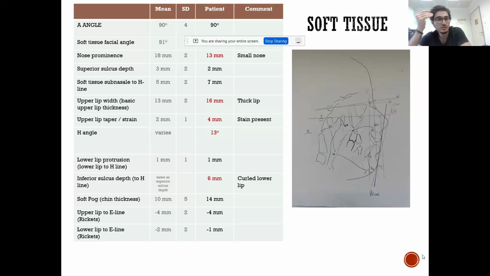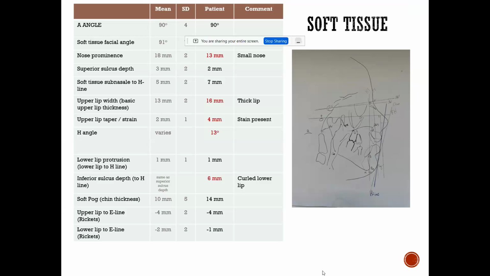Now to the soft tissue analysis. The soft tissue facial angle is 90 degrees, and we have a small nose because the nose prominence is 30 millimeters. We have thick lips; the upper lip is 16 millimeters. One thing to tell you all: you cannot talk about strain if you don't have closed lips. You cannot measure strain without closed lips, so just ignore it.